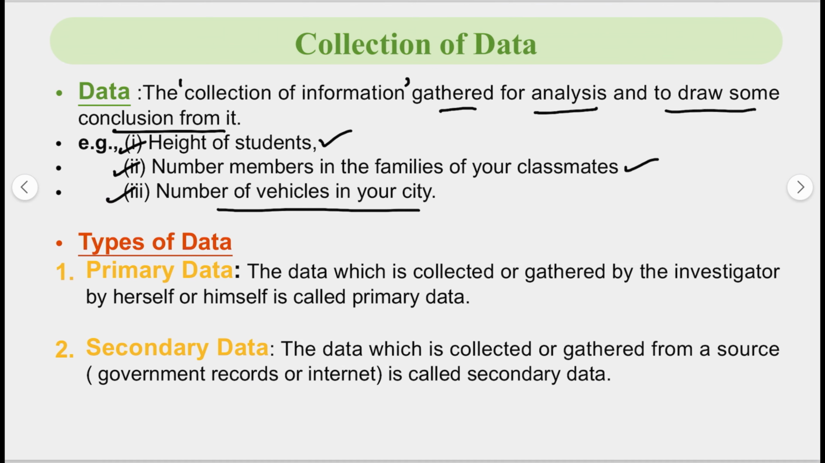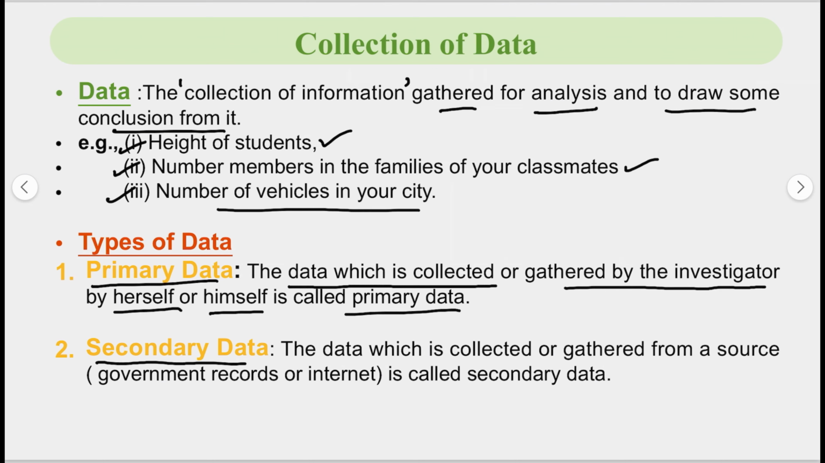Then we have types of data. Basically, we have two types of data: primary data and secondary data. The first one, primary data, is the data which is collected or gathered by the investigator herself or himself. The information that we can collect by ourselves is called primary data.